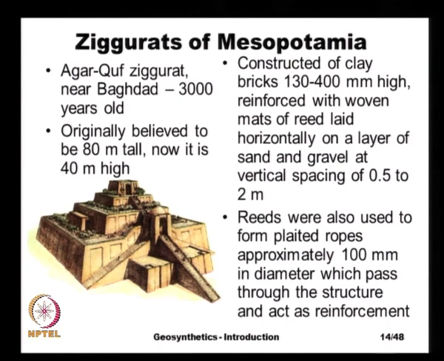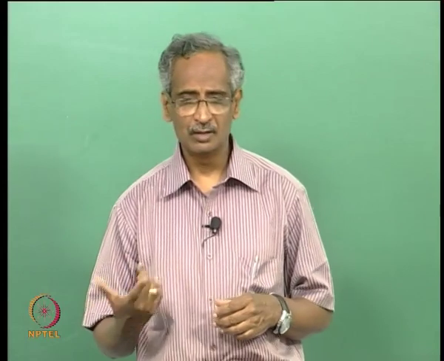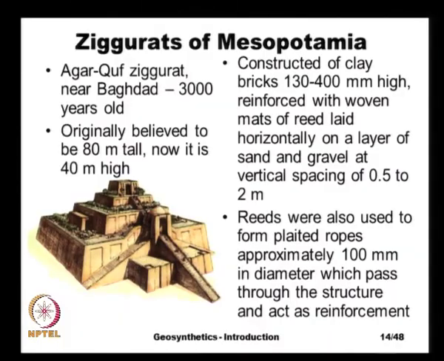And interestingly, this structure was reinforced with woven mats of reed laid horizontally on a layer of sand and gravel at a vertical spacing of about 0.5 to 2 meters. The concept is very, very similar to the concept of the reinforced soil structures that we employ now. These reeds were also used to form plaited ropes approximately 100 millimeters in diameter to encompass the entire structure as an enveloping layer to keep it together. So this could be thought of as one of the early applications of reinforced soil.